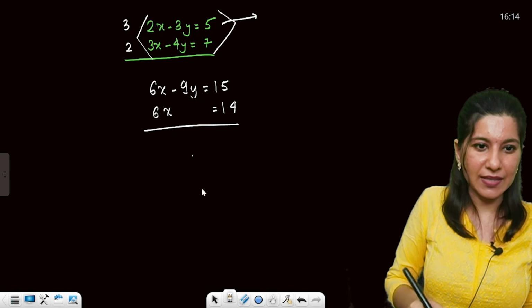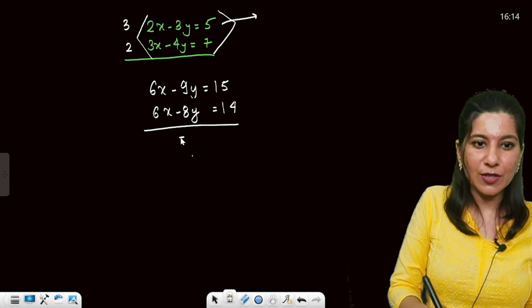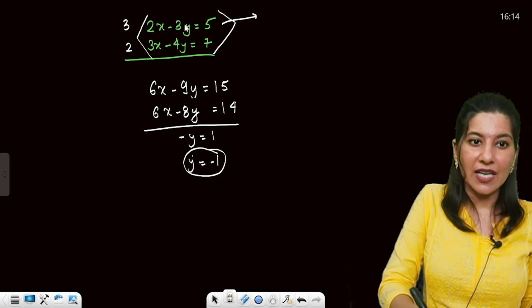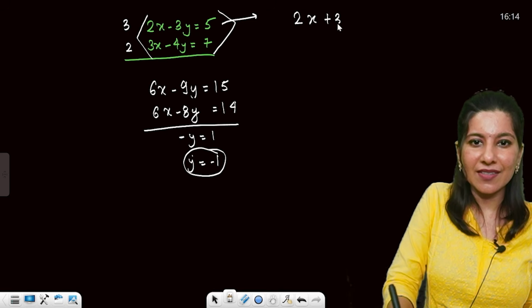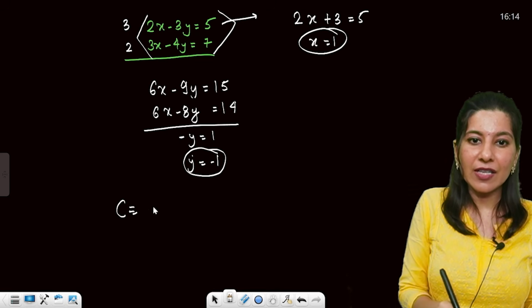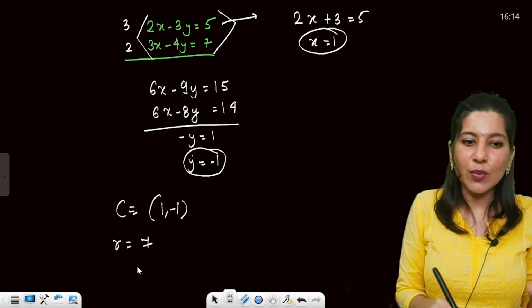Okay, no issues. So this is minus 8y. Now, if you subtract, this is going to become minus y is equal to 1. y is coming out as minus 1. The moment you put y as minus 1 in any of these equations, x is coming out as 1. So the center will be (1, minus 1). Radius is 7. What are you waiting for?